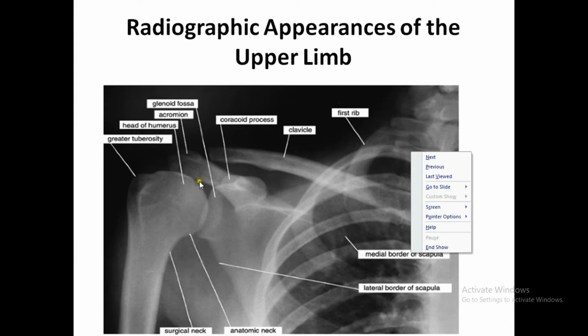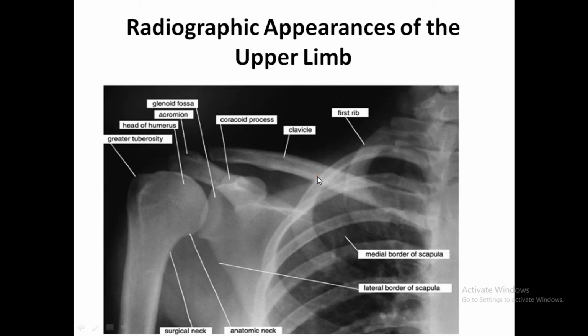Then proceeding to the scapula, you could see the acromion process, the glenoid fossa, the coracoid process of the scapula. In addition to it, you could see the lateral border of the scapula, since it's closest to the humerus, and simultaneously you could see the medial border of the scapula. In addition to these two bones, you could also identify the clavicle and the first rib. So this is the AP view of the shoulder joint.